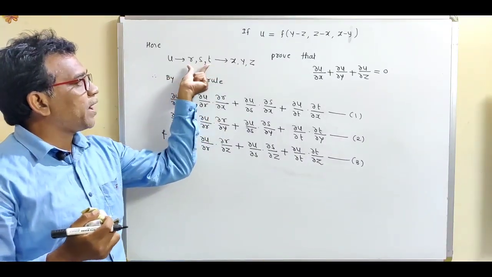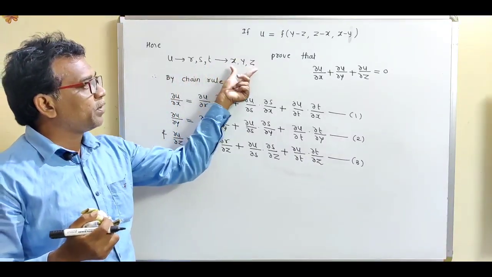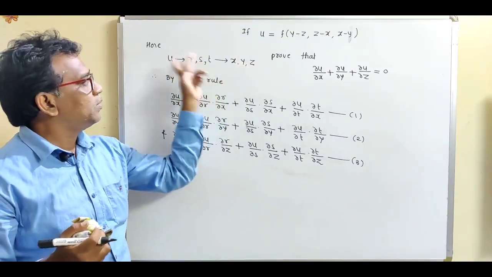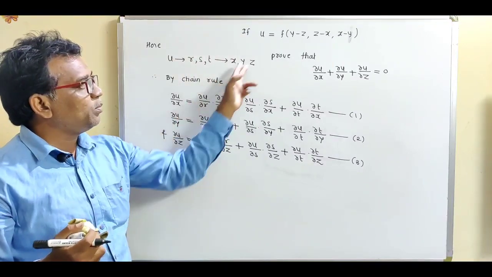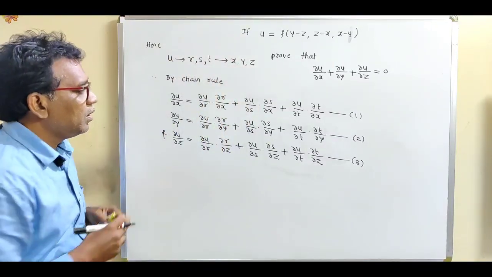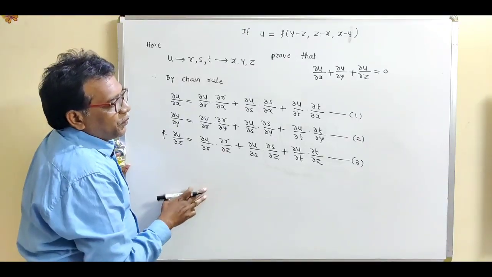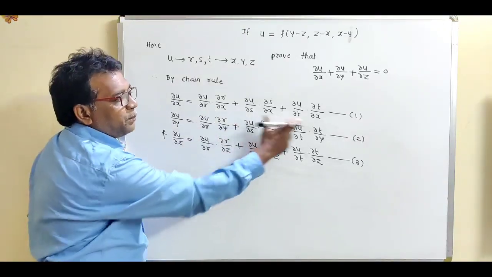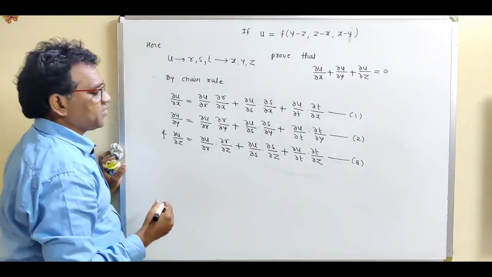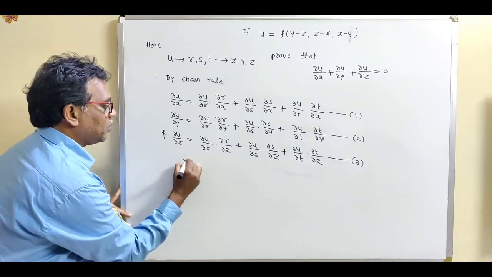u is a function of r, s, t, and r, s, t are functions of x, y, z. So according to chain rule, we can define ∂u/∂x, ∂u/∂y and ∂u/∂z. Now let us put these 9 partial derivatives by using this r, s, t.